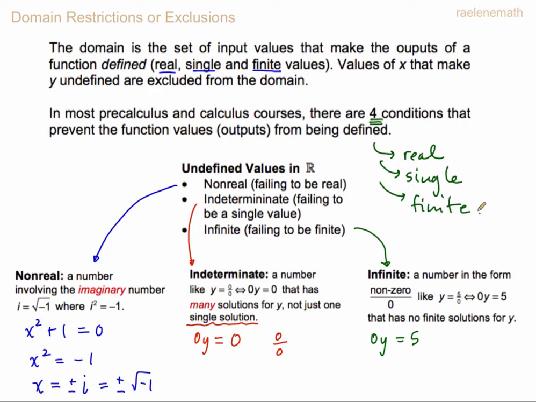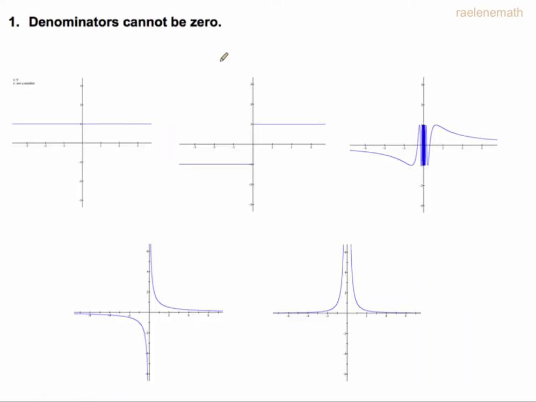So the first case we will look at for exclusion from the domain is the fact that denominators cannot be 0. If we have a function, f of x, which is some numerator over denominator, then the denominator can't be 0. Because if the denominator is 0, then we have one of two possibilities. We either have 0 over 0, or we have non-zero over 0.